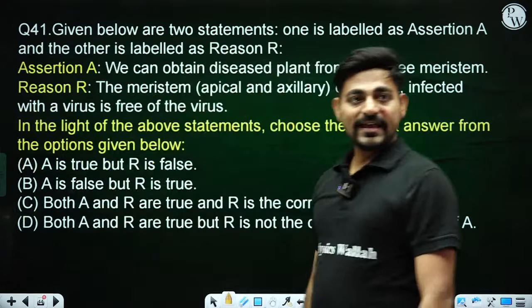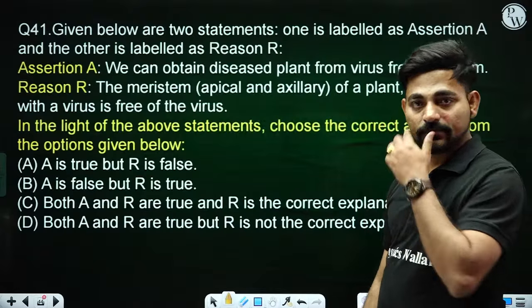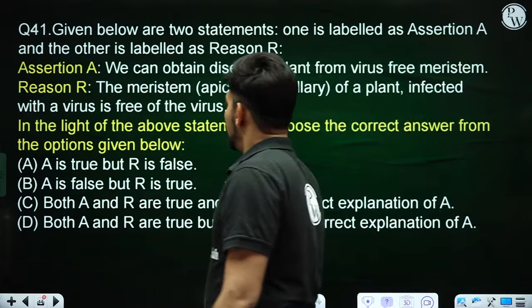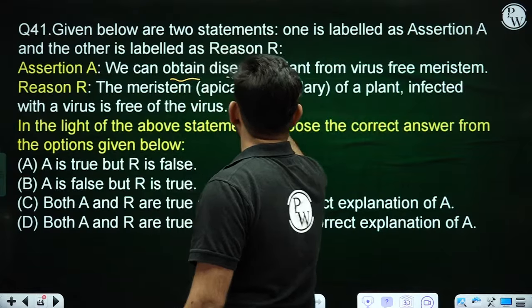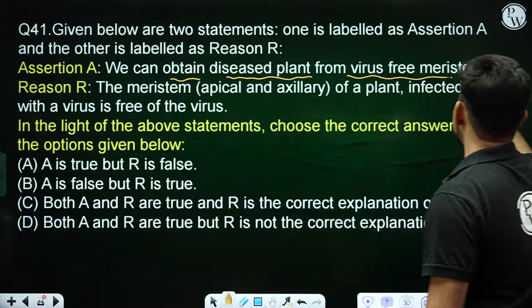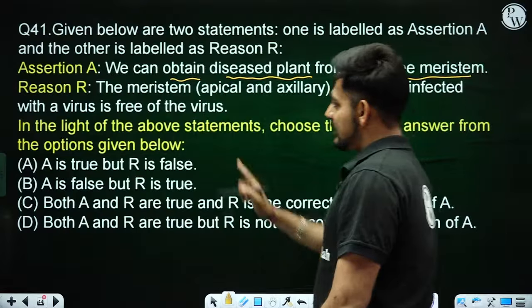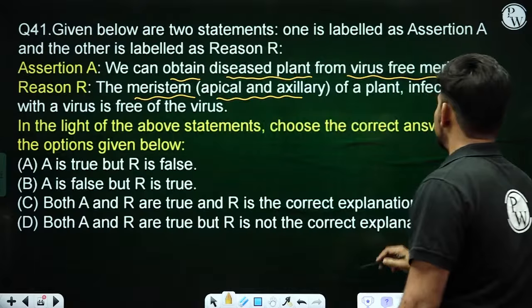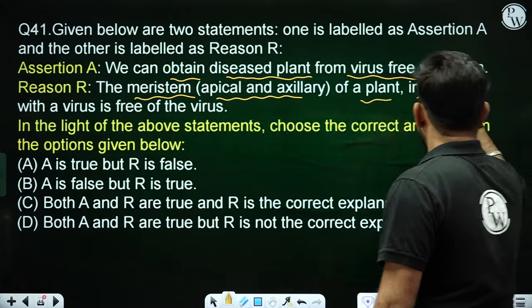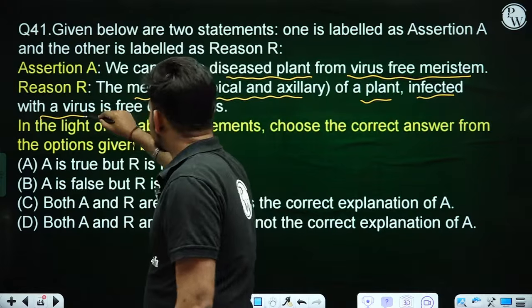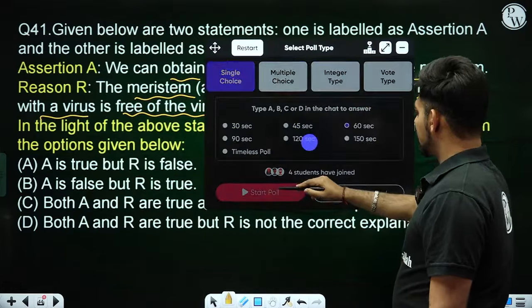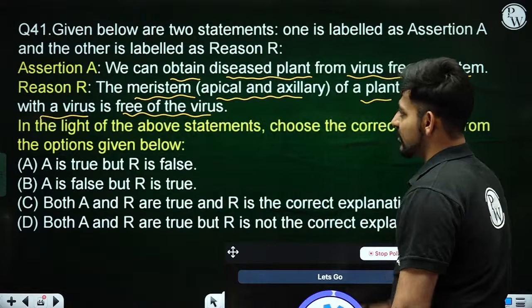Moving forward to the next question. The question is here, another assertion and reason. We can obtain diseased plant from a virus-free meristem. The reason is saying the meristem, apical or axillary, of a plant infected with a virus is free of that particular virus. Again, I am sharing a poll for this particular question.